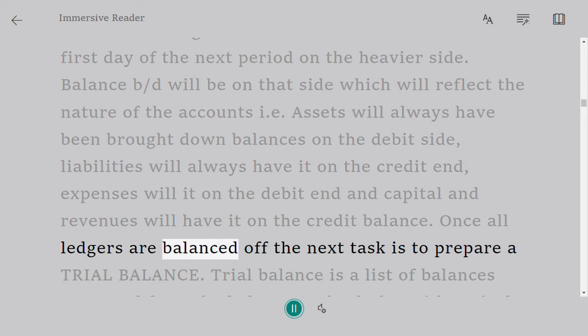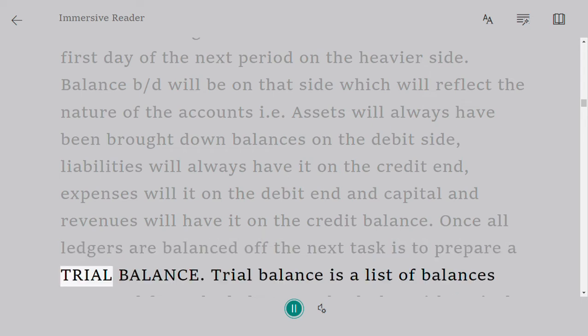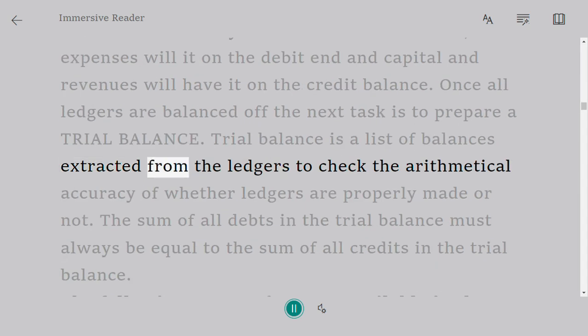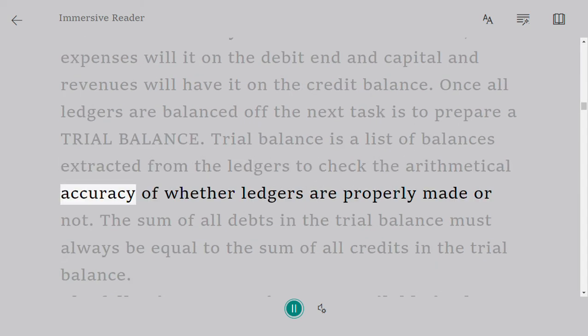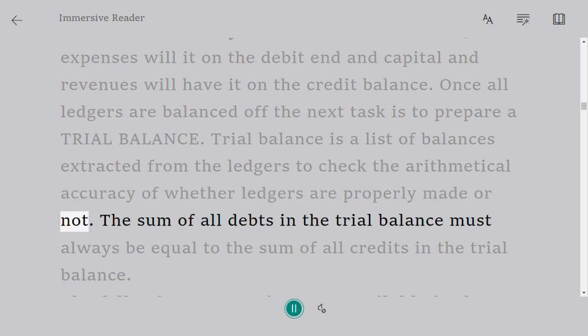Once all ledgers are balanced off, the next task is to prepare a trial balance. Trial balance is a list of balances extracted from the ledgers to check the arithmetical accuracy of whether ledgers are properly made or not.